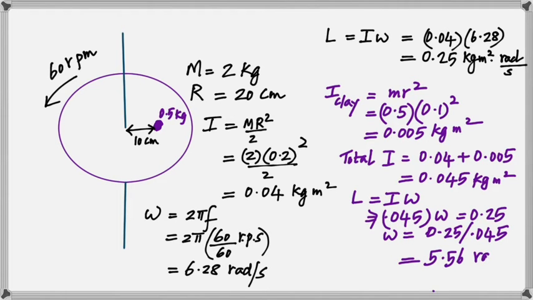So you get omega to be 5.56 rad per second. Okay, of course it slowed down. It was rotating at 6.28. Now it's gone to 5.56 radians per second. So I know you can slow this down, look at every part, try to understand. Let's move on.